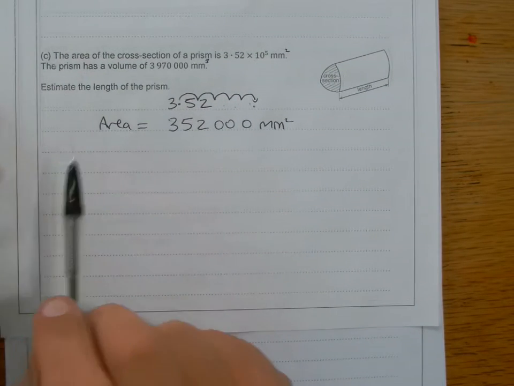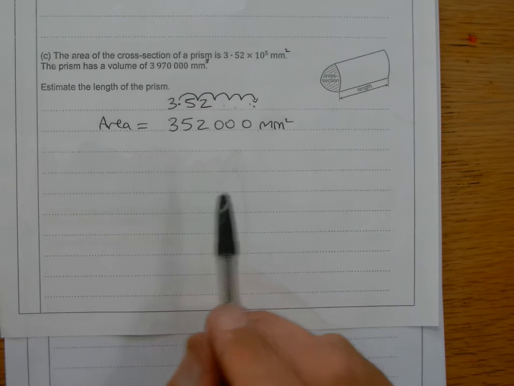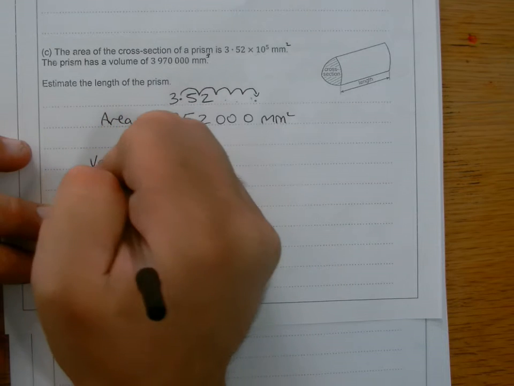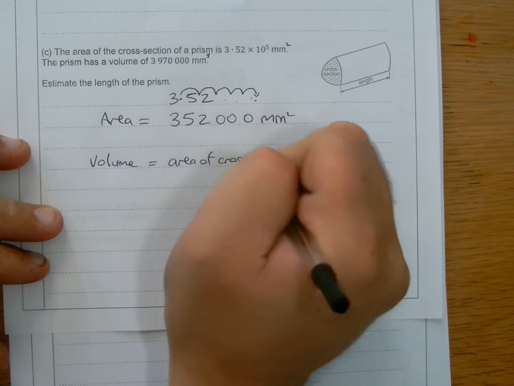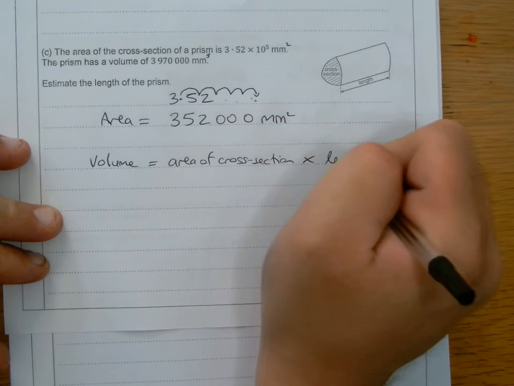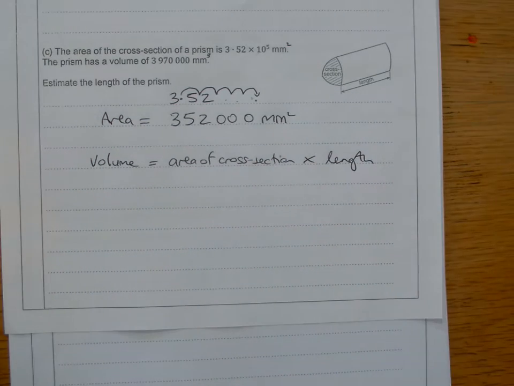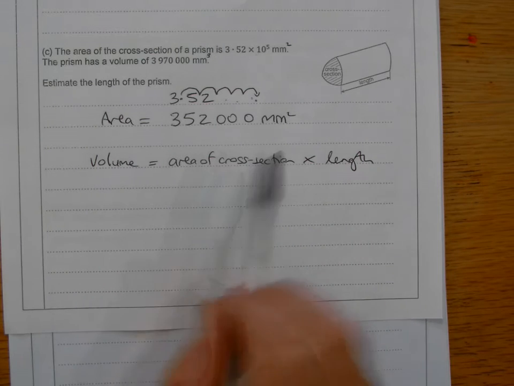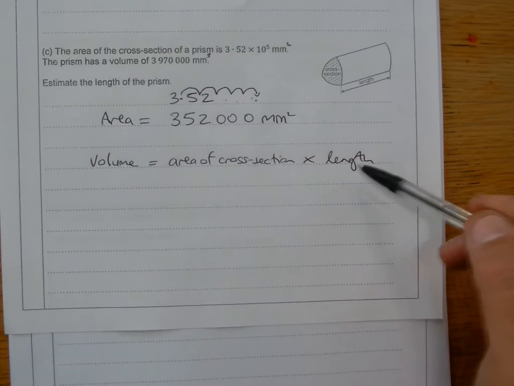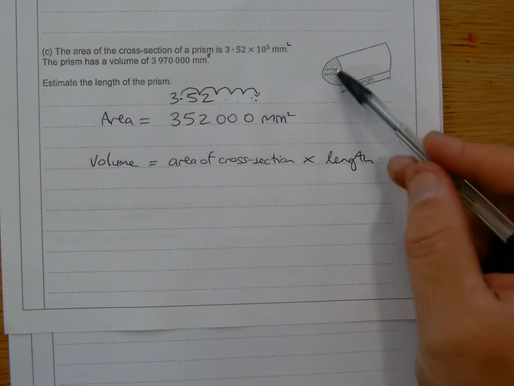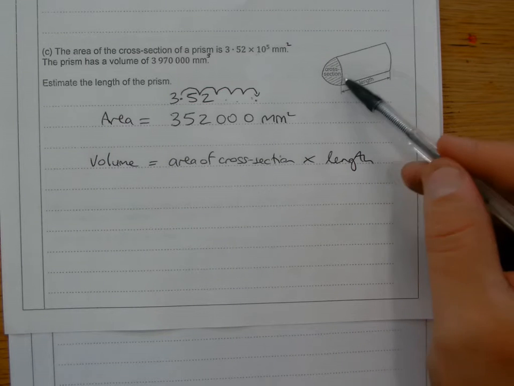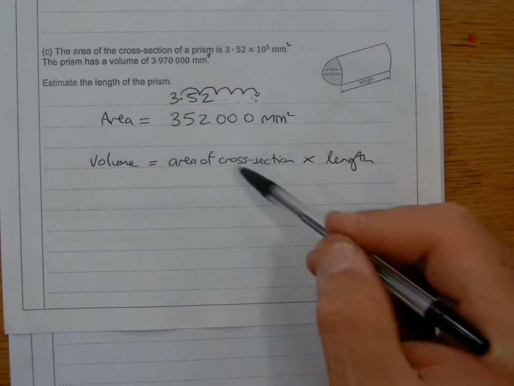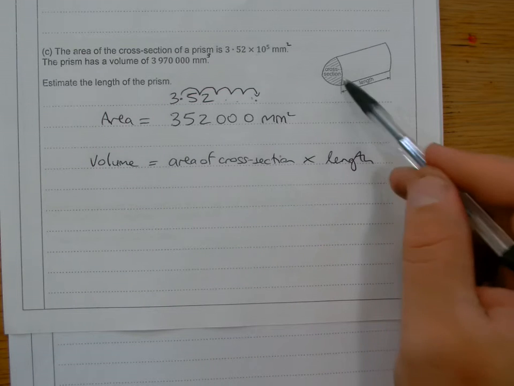Now, they're giving us the volume, and with a prism the volume has a very specific formula. The volume is the area of the cross section times the length. This formula is actually given in the exam paper on page 2, and that's the simple formula you're going to use here. If you think about it, with a prism the cross section is exactly the same all the way through. Wherever you slice it, it'll be the same shape as you've got here at the end. So you just multiply whatever this area is by the length.